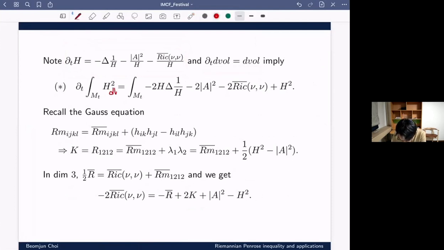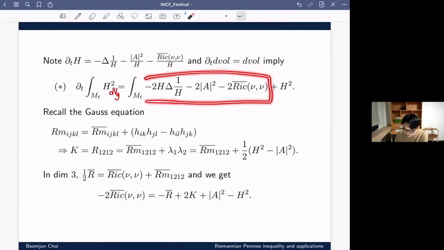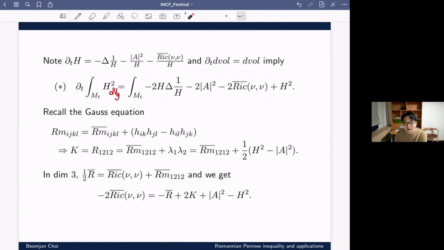So since here I have the volume form, if I compute the derivative, I have some terms coming from the derivative of H squared here, and the other terms that come from the derivative of the volume form times the original H squared. And we would like to estimate this. So to use the non-negative scalar curvature assumption, we modify it as the following.